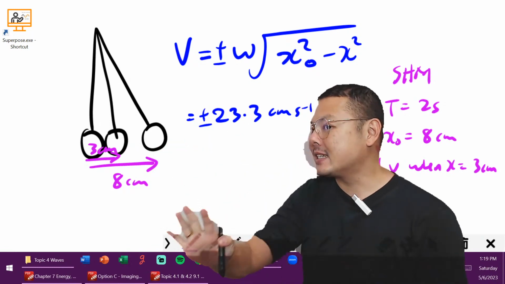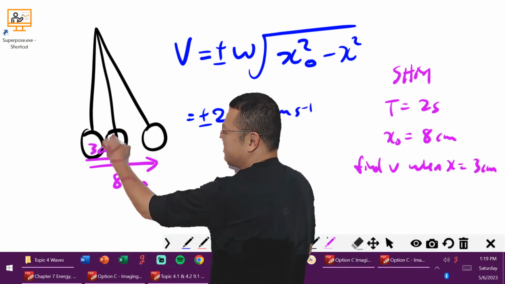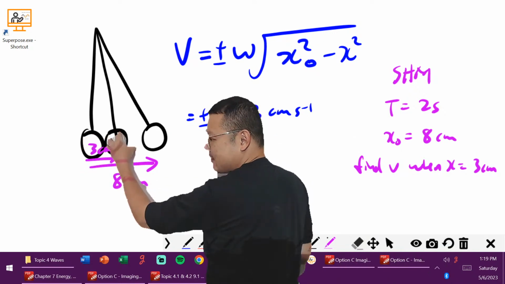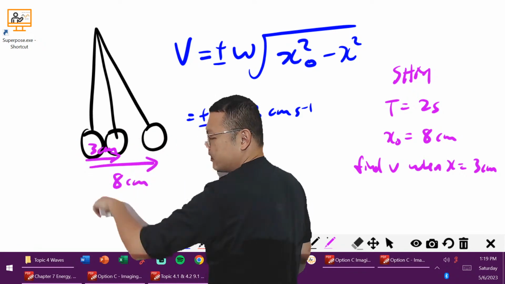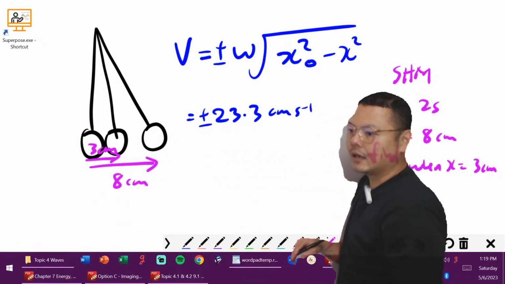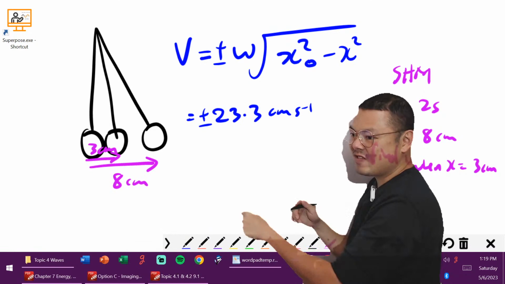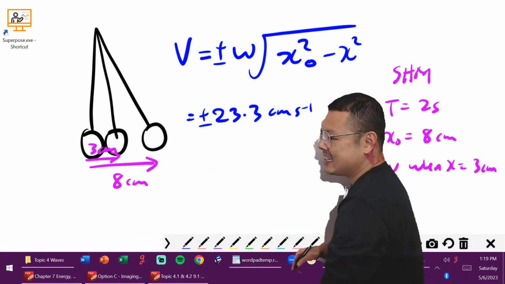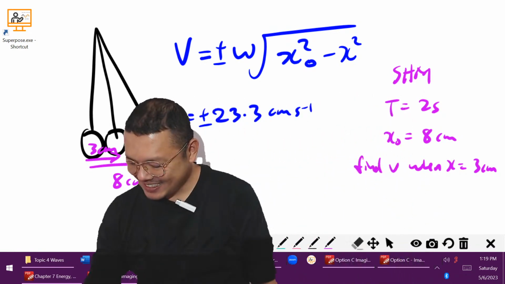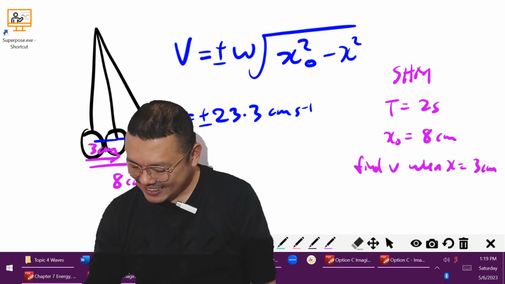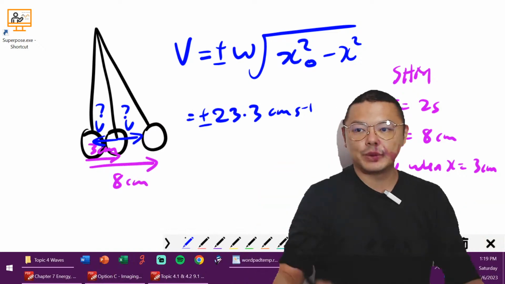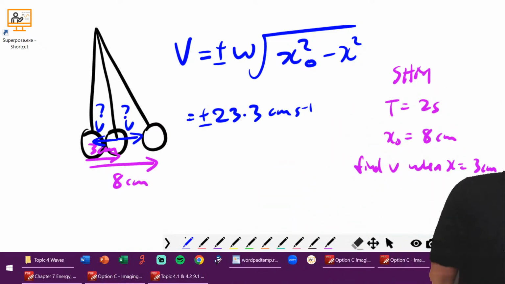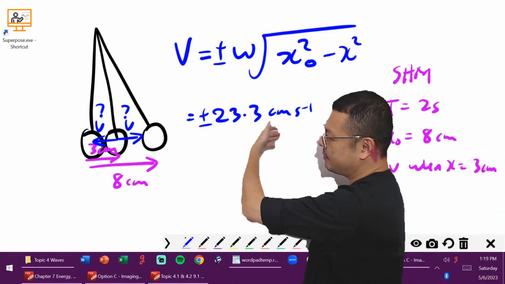But that also means it's a good thing. It means that it's symmetrical, which means that when your pendulum is at this displacement, the speed is either pointing this way 23 or pointing that way 23. So we can't tell. We only know that it's either pointing this way or that way.